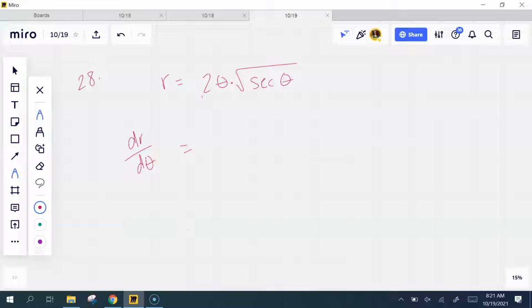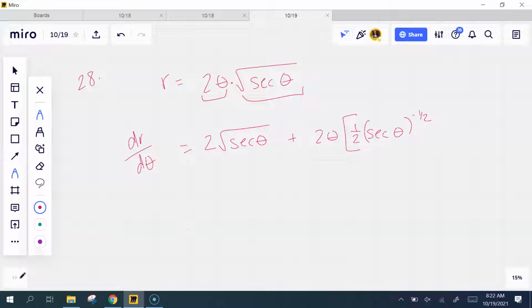I'm going to do part 1 and part 2. So I'll do the derivative of the first times the second plus the first times the derivative of the second. So I'm going to do power rule first. Remember, that's just an exponent of what? 1/2. Good job. So 1/2 secant theta to the negative 1/2.